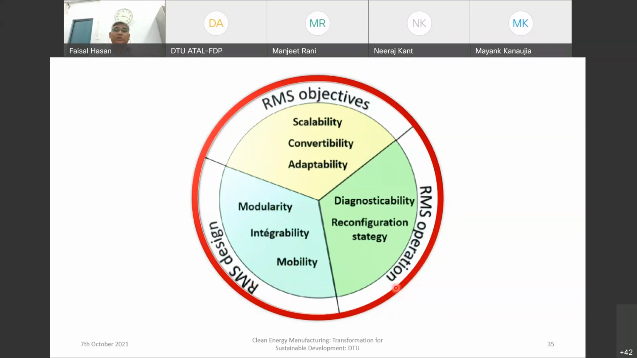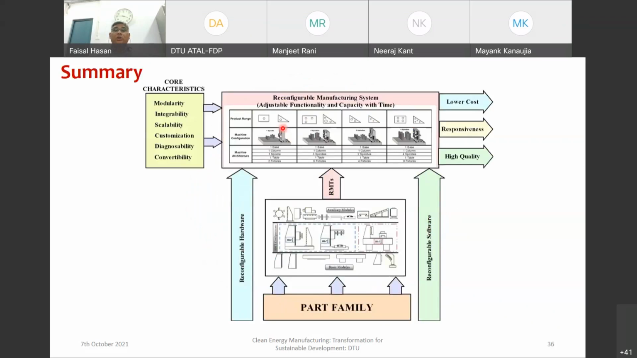As far as the operations are concerned, my RMS operation should have two features: one is diagnosability and the other is reconfigurability. All these characteristics which we have discussed can be divided into three categories. One is related to the operation side, one is related to the design side, and one is what we are achieving out of it. So this is all about what we call a reconfigurable manufacturing system.